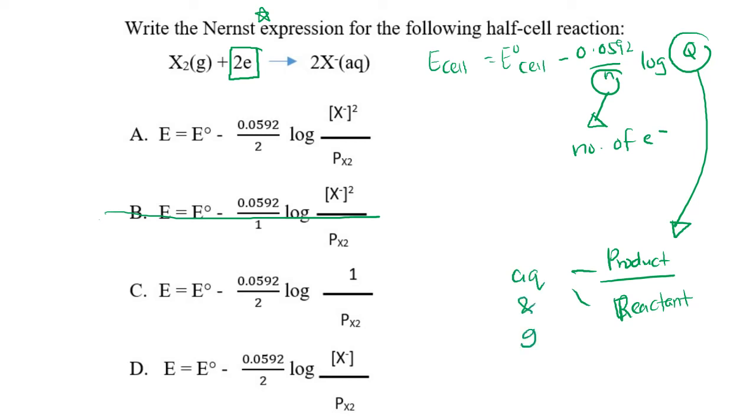From the half equation here, the product is S 2- aqueous. So that's why the product part will be the concentration of S 2- to the power of 2. So option A is okay, option C is out and option D is also out. Next, over the reactant. Since the reactant is the gas, it is over the partial pressure of the gas. So the correct answer is A.